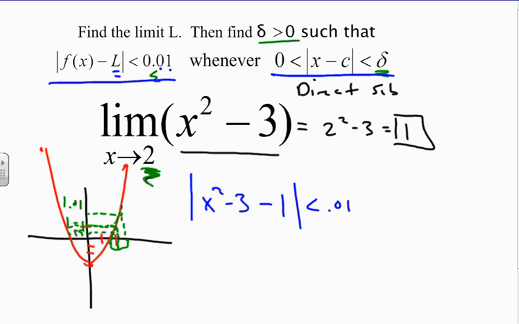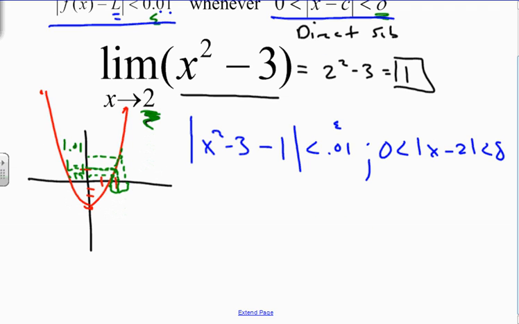Remember, this is epsilon. And now we have over here our delta, which we know is the absolute value of x minus our c value, which is 2, which is less than delta. Now solving this, we're going to simplify this side so it looks like this inequality, and that will help us determine what delta is going to be. We simplify this to x squared minus 4, and we have 0.01.